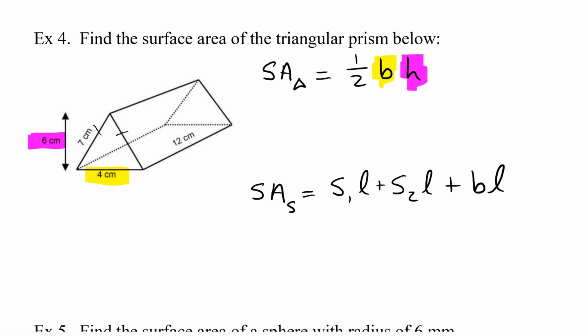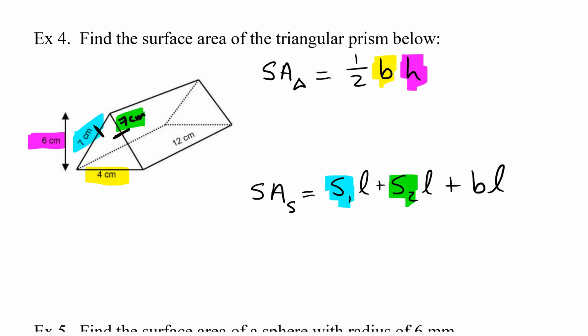So our S1 and S2, I'm saying that there's a ticky mark there and a ticky mark there. That means that these two sides are exactly the same. So this is going to be 7 centimeters as well. So I'm going to say that this one is S1, and this one right here is going to be our S2.